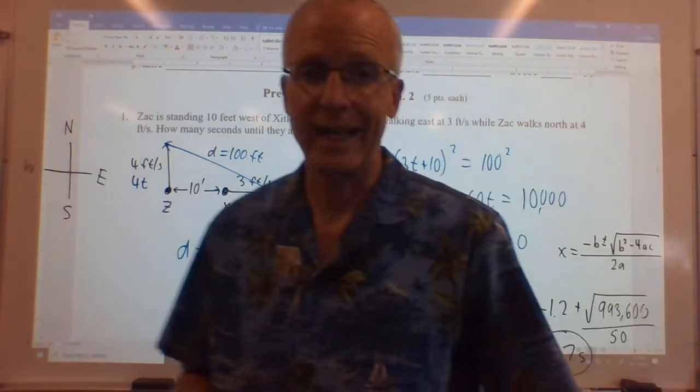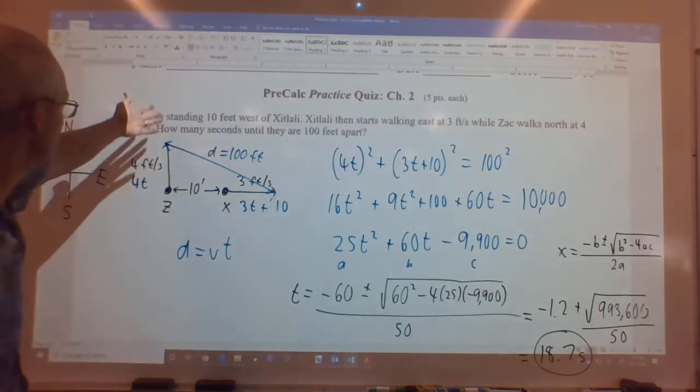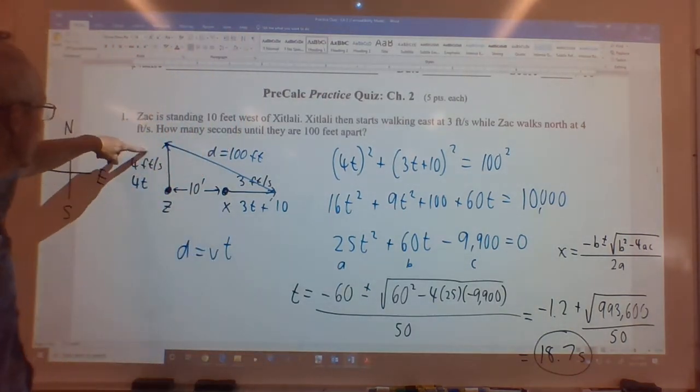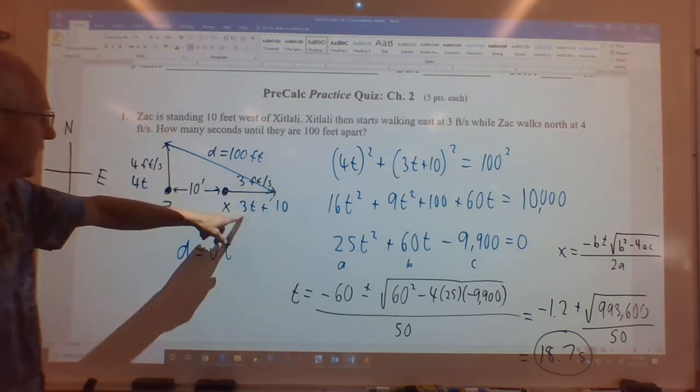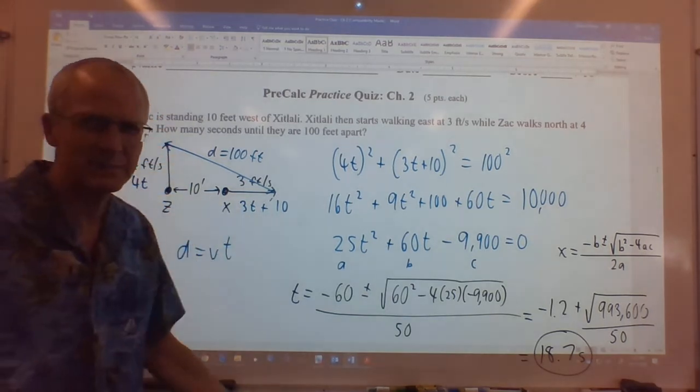So then we say, okay, is that a reasonable answer? Does it look like it's about 18.7 seconds? They'll be 100 feet apart, going 4 feet per second. That's about 96 feet that way. 3 times that. Yeah, it seems like it could be about right.